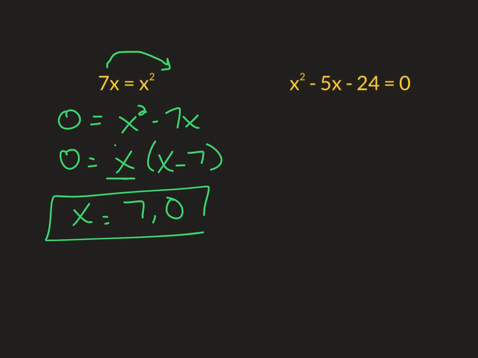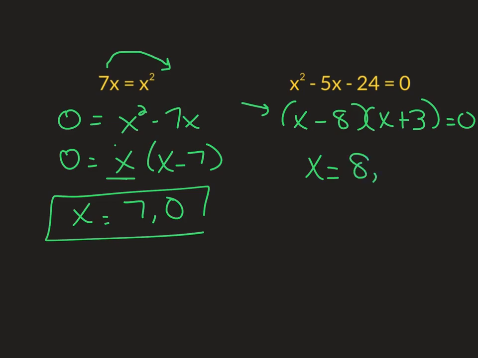The second one here, I'm looking for factors of negative 24 that will give me negative 5. And I'm thinking, okay, it's x minus 8 and x plus 3. Now don't just stop there. Don't be so happy you factored that you forget to put your solutions. Remember, whatever makes your parentheses equal 0, your factors equal 0. So 8 would make the first parentheses equal 0, and negative 3 would make the second parentheses equal 0. And there you have it, 8 and negative 3.